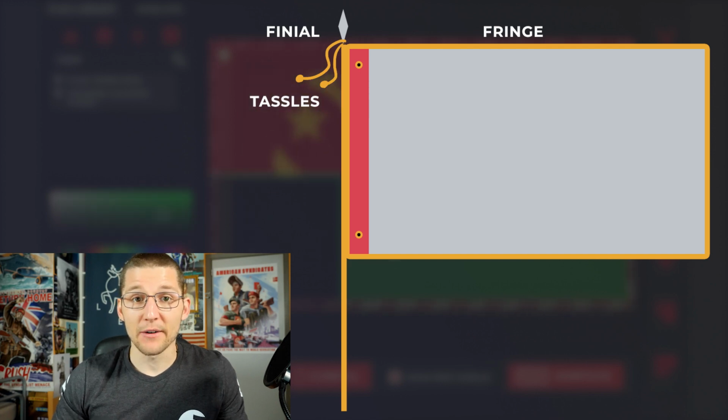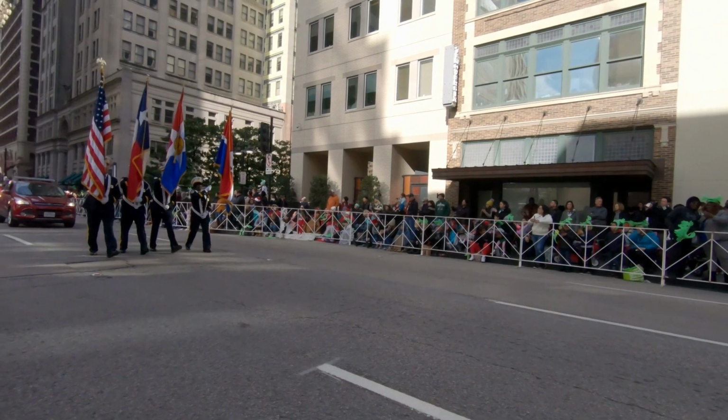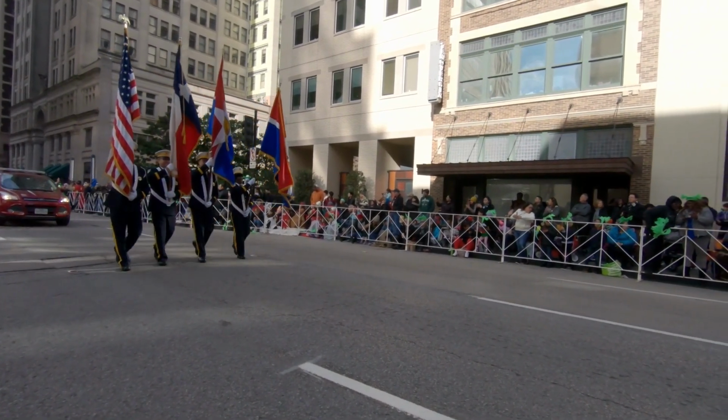Small knots hanging from a flagpole are called tassels, and an insignia on top of the flagpole is called a finial. The finial can be anything from a Christian cross to a spear-like attachment that we often see in military parades, for example.